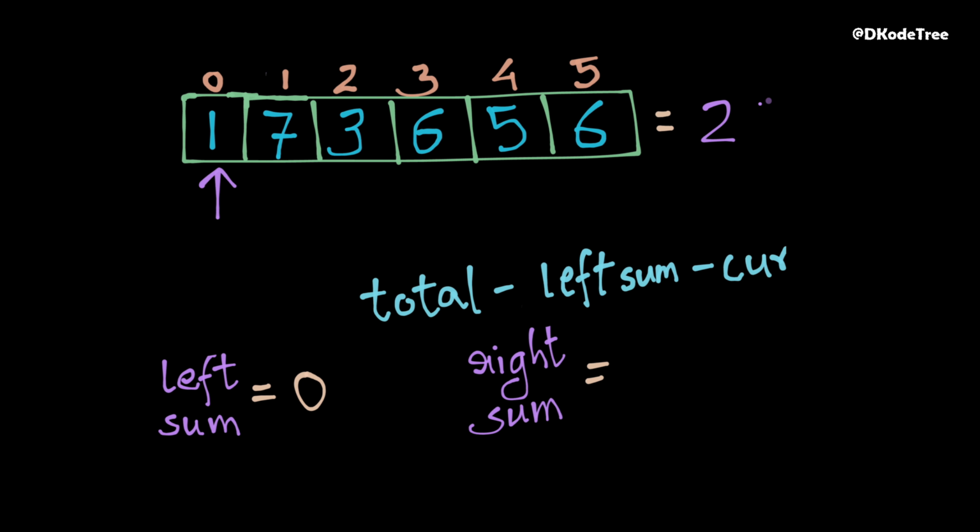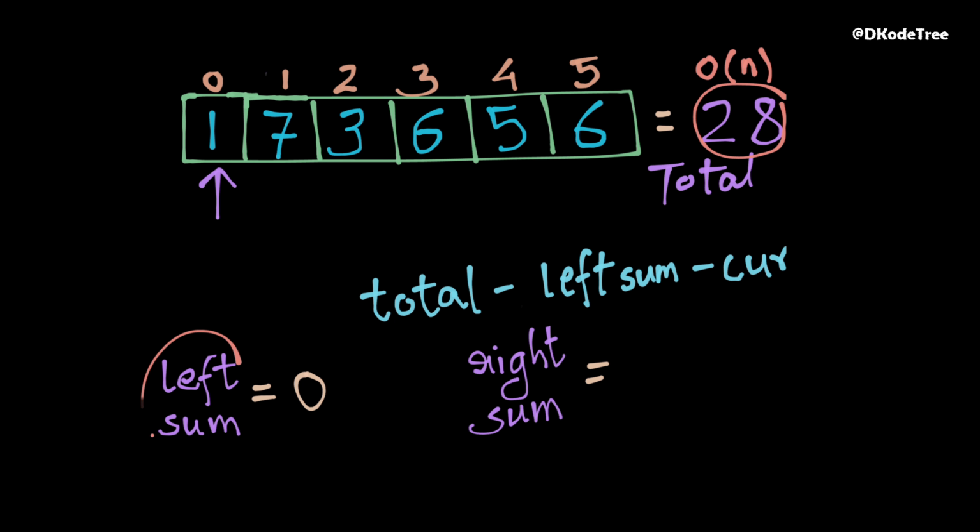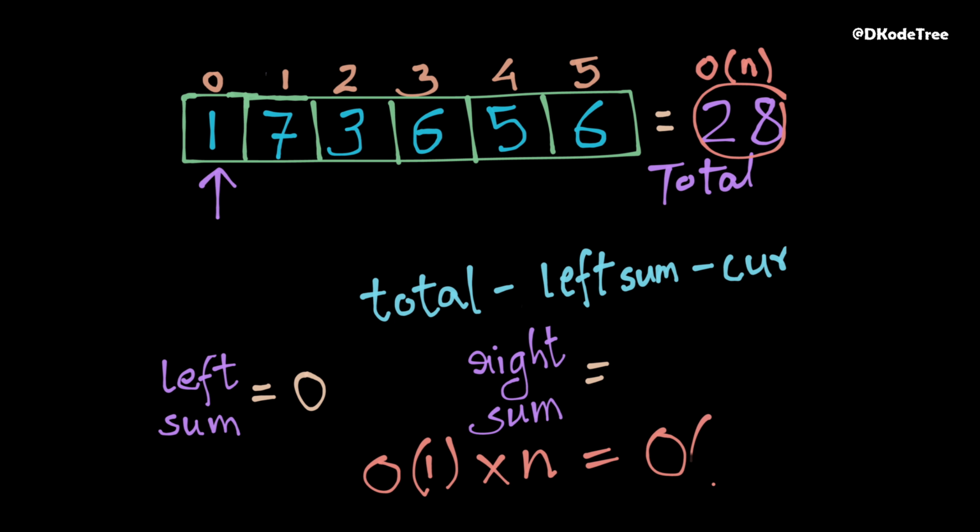So let's compute the total initially. In this case, the total is 28. So we will calculate the total only once initially, which will take O of n time. But we will be calculating the left sum and the right sum on the go in constant time. So even if we calculate it for all the n elements, the total time complexity will only be O of n. Now let's calculate the right sum.